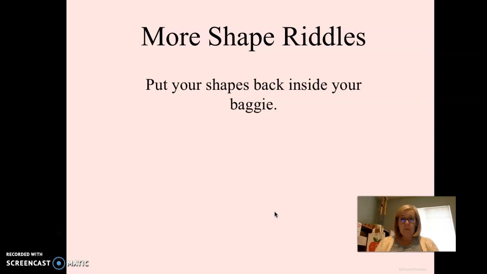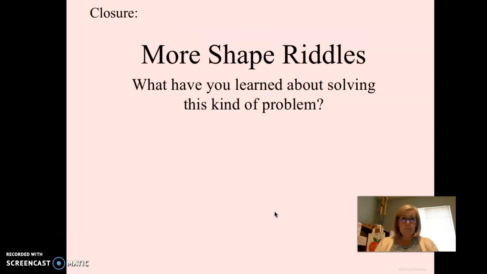Okay, put your shapes back in the bag and think about what you have learned about solving this kind of problem. We went through attributes. How many sides? Were they straight? Were they equal? And we narrowed it down by process of elimination.